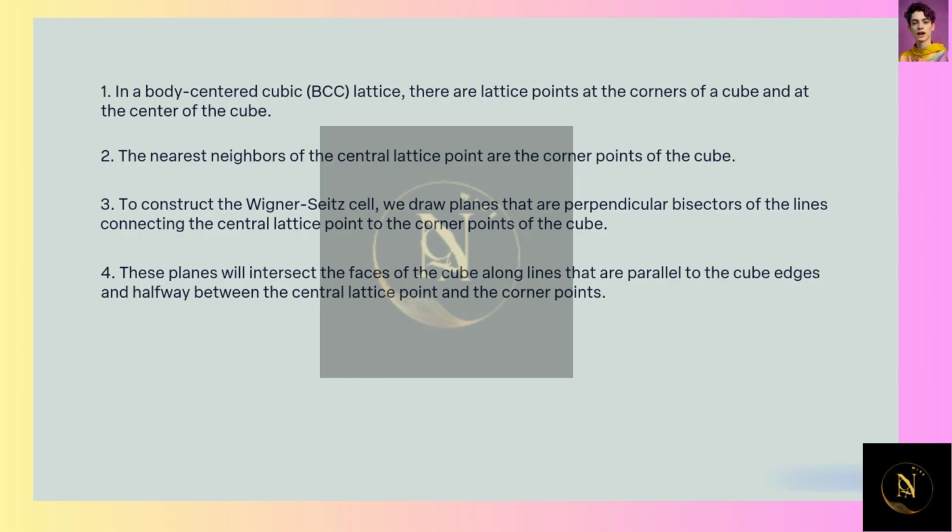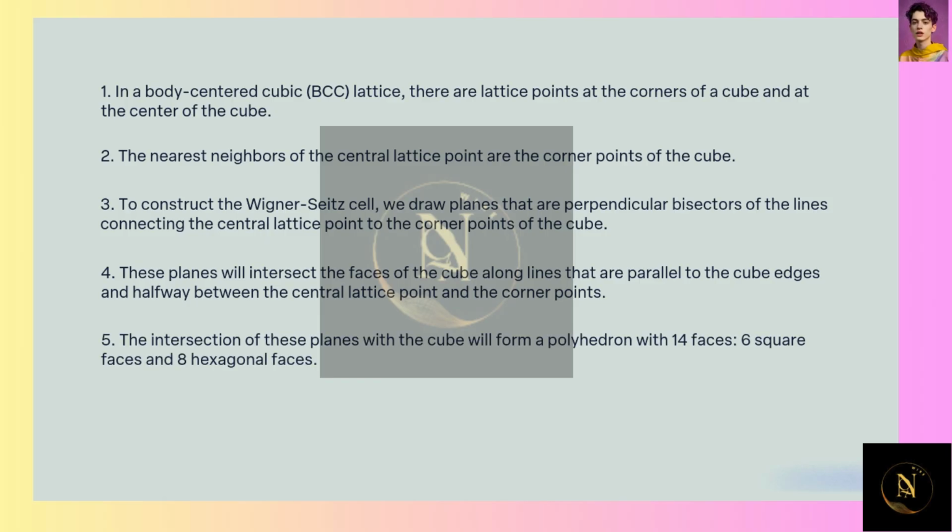4. These planes will intersect the faces of the cube along lines that are parallel to the cube edges and halfway between the central lattice point and the corner point. 5. The intersection of these planes with the cube will form a polyhedron with 14 faces, 6 square faces and 8 hexagonal faces.